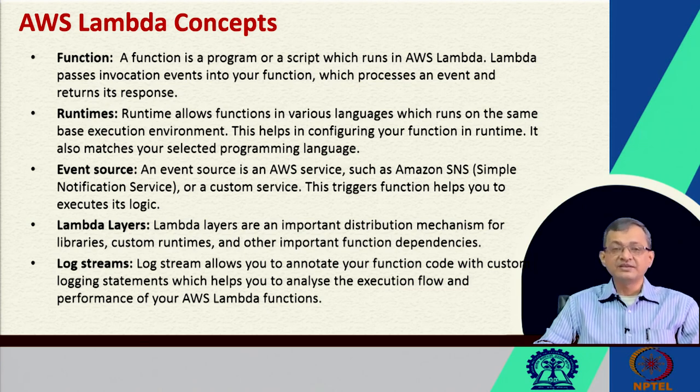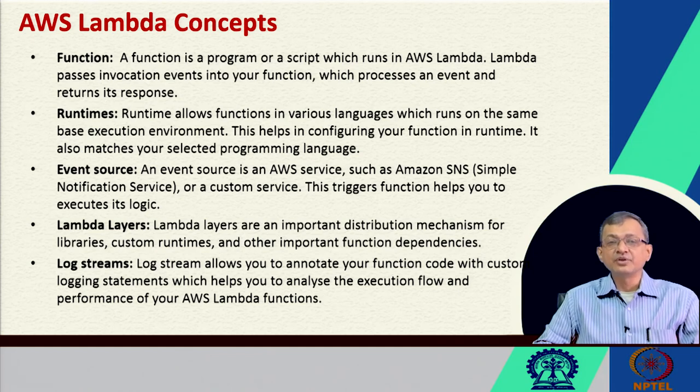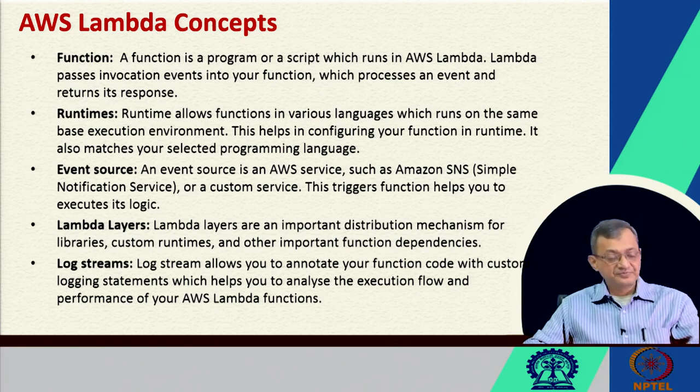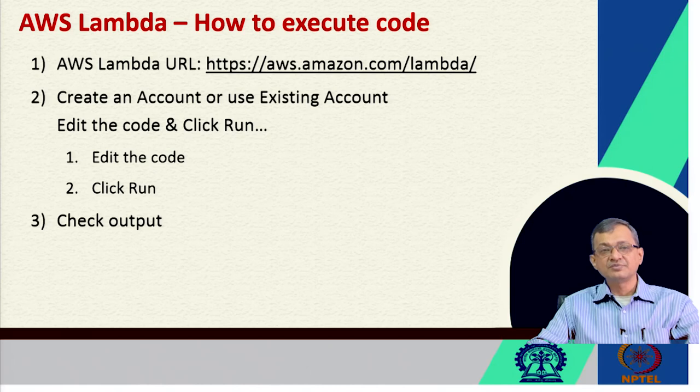And finally, you need the log stream, which allows you to annotate your function code with custom logging statements. This helps you to analyze the execution flow and performance of your AWS Lambda code or functions, right. So, that is the log stream we use for analysis purposes. These are the different concepts which come with Lambda. Many of these things exist with other service providers too, but the nomenclature differs.